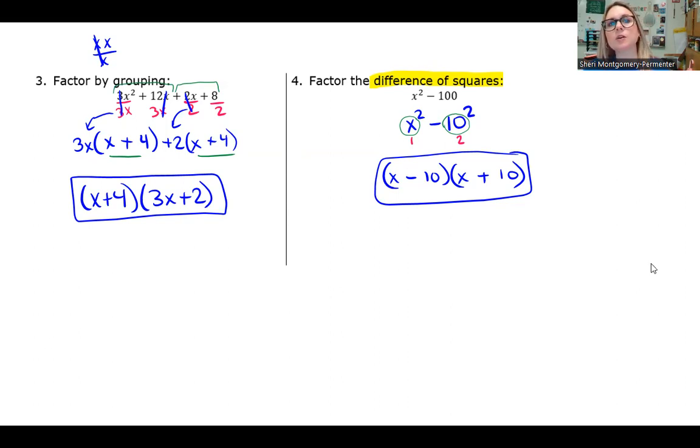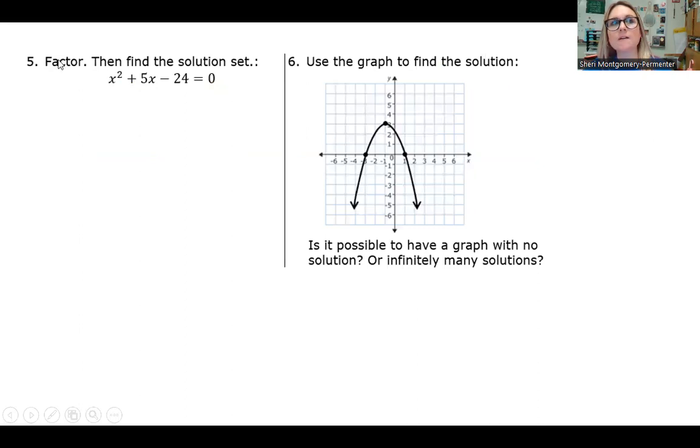We are almost done with our warm-up. We have 2 more questions. The next one: factor, then find the solution set. So to factor this, and you have another question on your quiz where you just have to factor and stop. So you have one question on your quiz where you have to factor a trinomial and then you stop. And then you have another question where you factor and then find the answers. So to factor and then find the answers, I have to look at factors of 24.